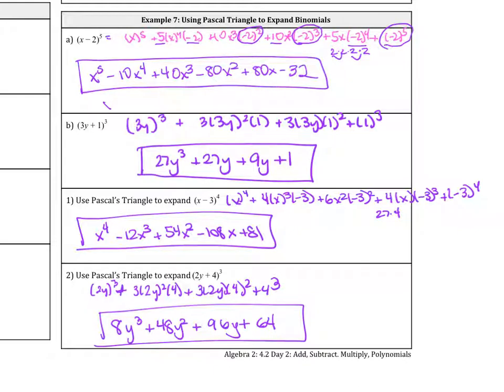Okay, if you tried this out, for letter A, we did that one together. Letter B, you should have gotten 27y cubed plus 27y squared plus 9y plus 1. For example 1, x minus 3 to the 4th power, you should have x to the 4th minus 12x cubed plus 54x squared minus 108x plus 81. For number 2, 2y plus 4 all raised to the 3rd power, you'd have 8y cubed plus 48y squared plus 96y plus 64.